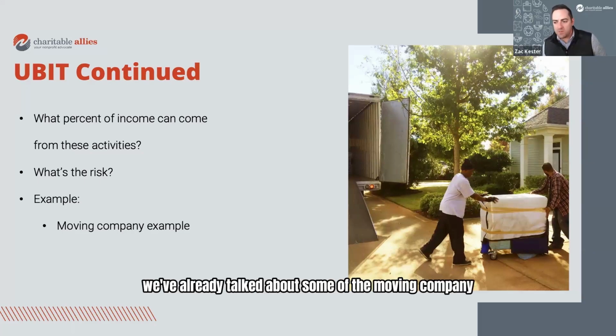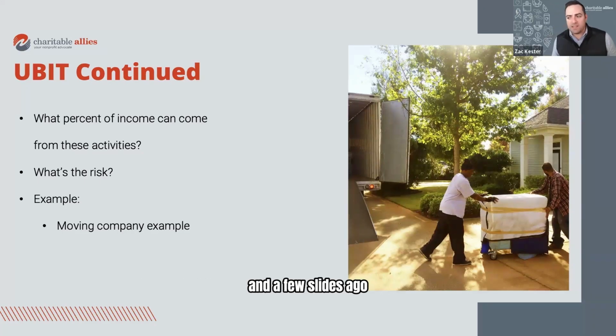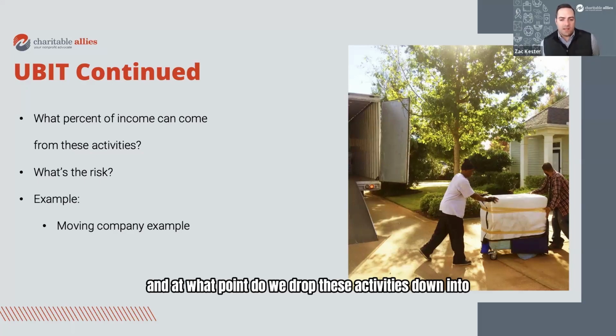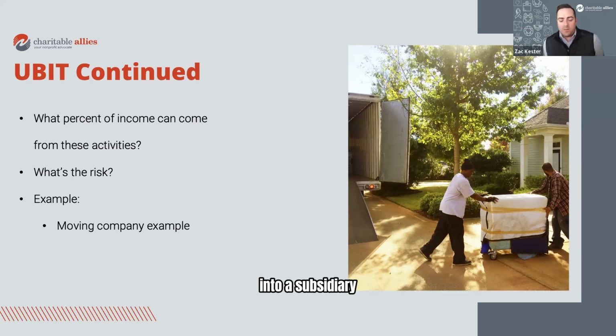We've already talked about some of the moving company examples a few slides ago, with the halfway house, day release program situation. But in this instance, we had to really do what's called silo and really disaggregate the activities. We had to dive in and figure out which of these activities are directly related to your tax-exempt purpose, which of these activities are not, and at what point do we drop these activities down into a subsidiary.